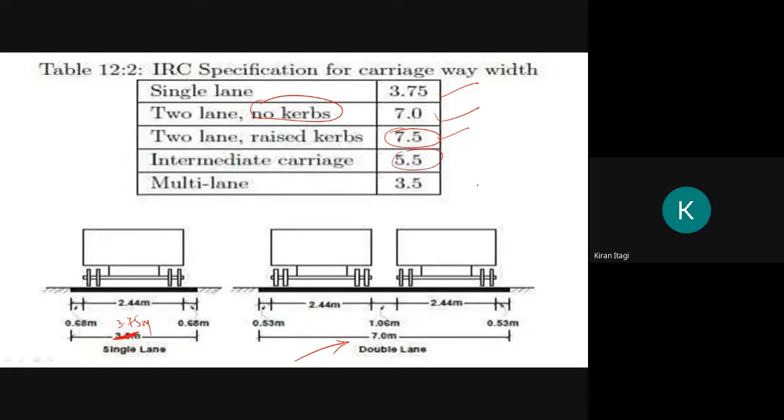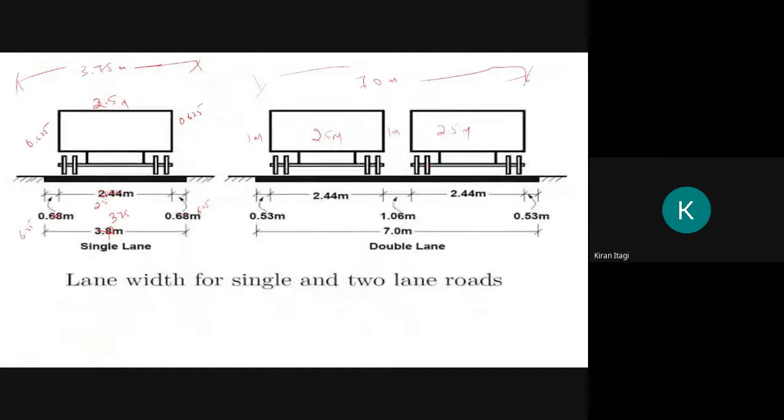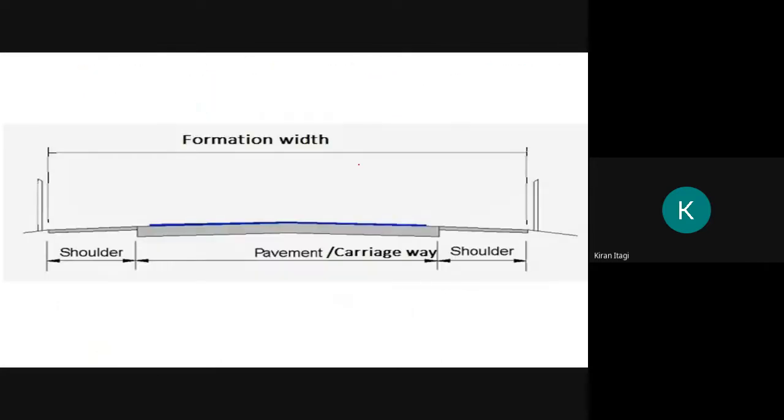If there are any intermediate carriages, that is one lane, two lane, three lane, sorry, single carriage, double carriage, and triple carriage, here this width will be 5.5 meters, and if multiple lanes are there, the width will again be 3.5. This is again the same.